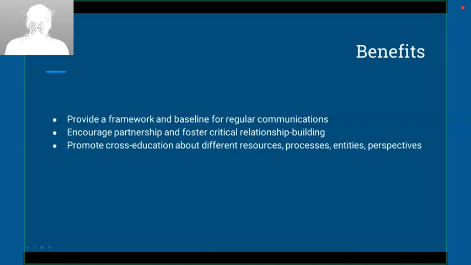And this can also promote cross-education about different resources that are available on campus, different processes that might be options for students that might have some complex concerns, different entities, just to know what's available on campus, and to get different perspectives on these issues.